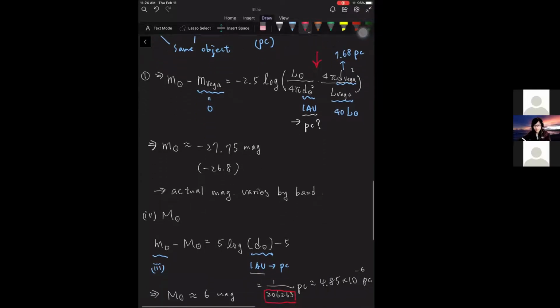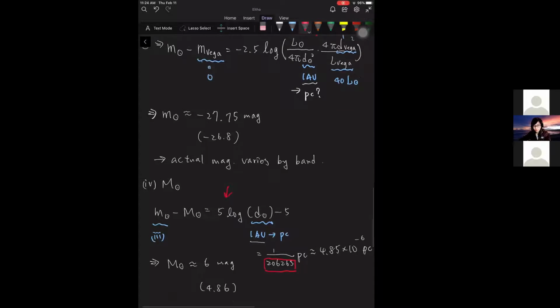But in the distance modulus here, you can see the distance is related to the magnitude, and the unit of magnitude is already fixed, right? So for this formula, the distance has to be in parsec, or else it would be wrong. Does that help? Okay, thank you.